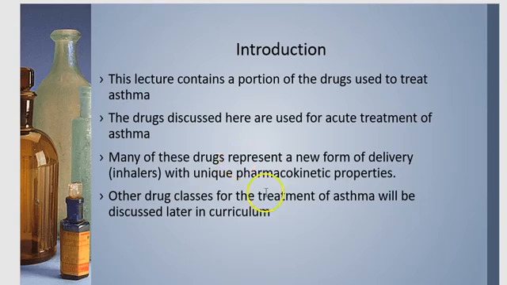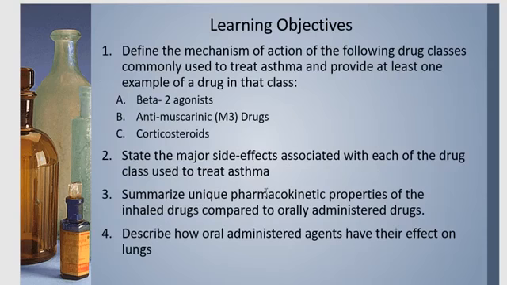And one thing to keep in mind, many of the drugs that are discussed here represent a new form of delivery, and that being inhalers, which have essentially unique pharmacokinetic properties. And so the second half of this lecture will kind of focus on some of the unique pharmacokinetics of inhalation therapy. Learning objectives are described here. We're really only going to talk about three drug classes: the beta-2 agonists, the antimuscarinic antagonists, M3 muscarinic antagonists, and corticosteroids. And we'll also talk about some of the major side effects associated with these drugs and some of their unique pharmacokinetic properties.